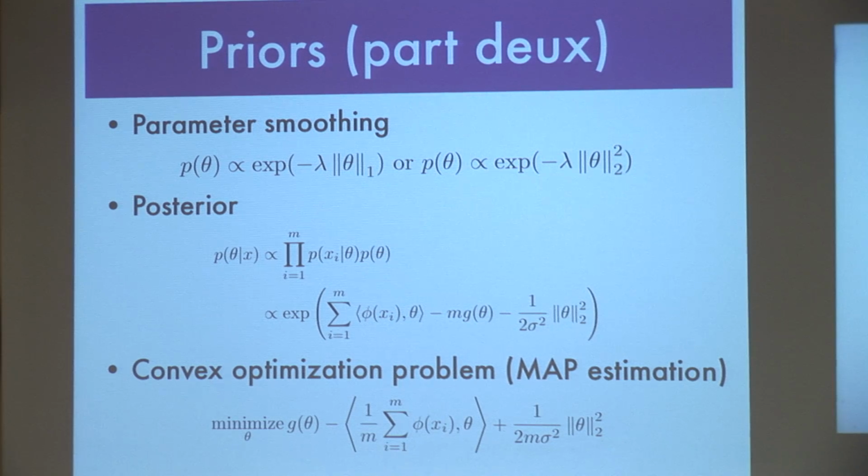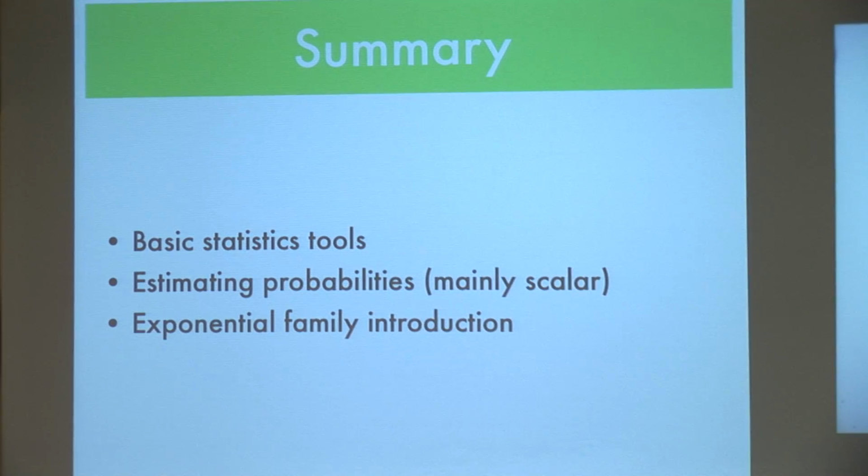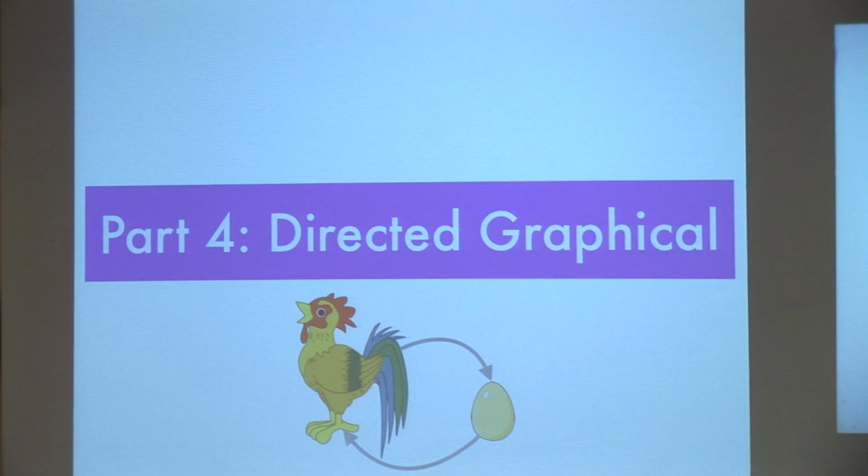So that's actually the end of this unit. So I hope I showed you a little bit of basic statistical tools, how to estimate probabilities, and showed you the exponential families. So what we're going to do next is you're going to learn about the connection between the chicken and the egg. Who came first?